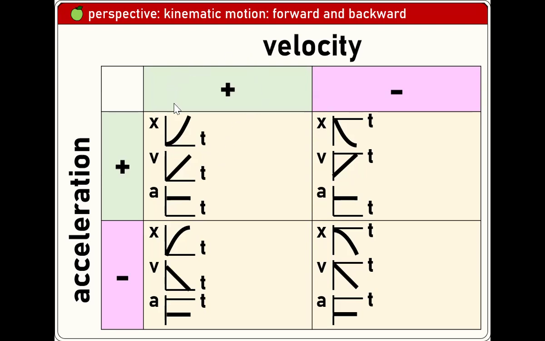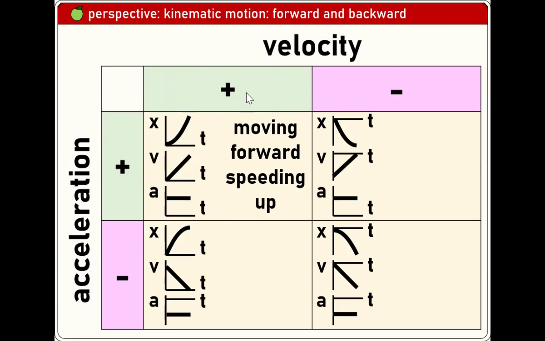Right. So first quadrant, positive, positive. What if you have a positive velocity and also a positive acceleration? That means you're doing what in your car? You're moving forward and also doing what? Speeding up. Exactly. That's exactly what I'm looking for. Moving forward, speeding up. Not only are you moving forward, positive velocity, but you have positive acceleration. You're moving forward faster and faster.